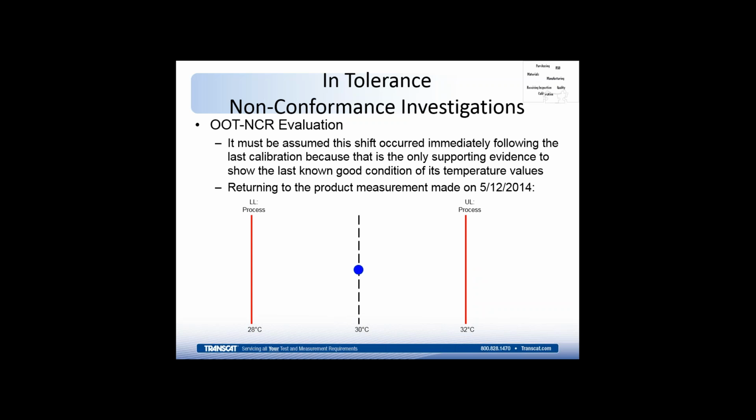So on the out of tolerance NCR evaluation, it would be assumed that the shift occurred immediately if we had an out of tolerance situation following the last cal, because it's the only supporting evidence that shows the last known good condition of its temperature values. And this is where I talked about having midpoint checks or regular checks in between with a cross-check standard that helps you identify when one of your instruments used on product is drifting. If it's drifting too much, then you would go ahead and send it in for cal prematurely to make sure there's no problem with measurement on product. So that's one way to guard against it.